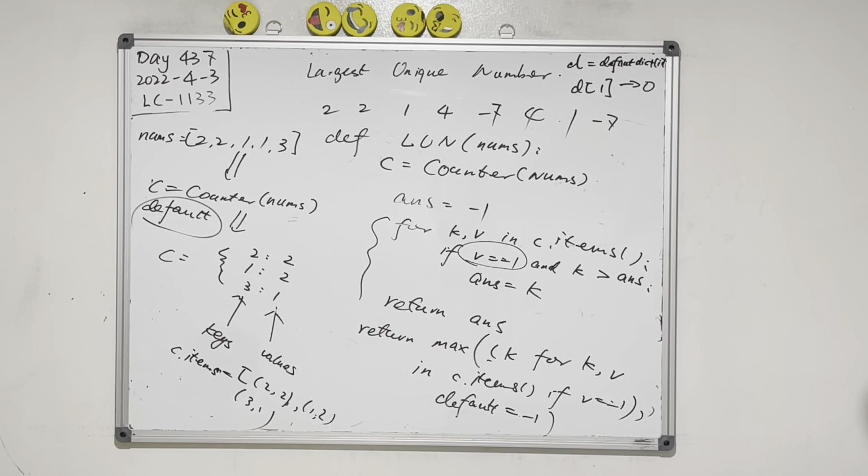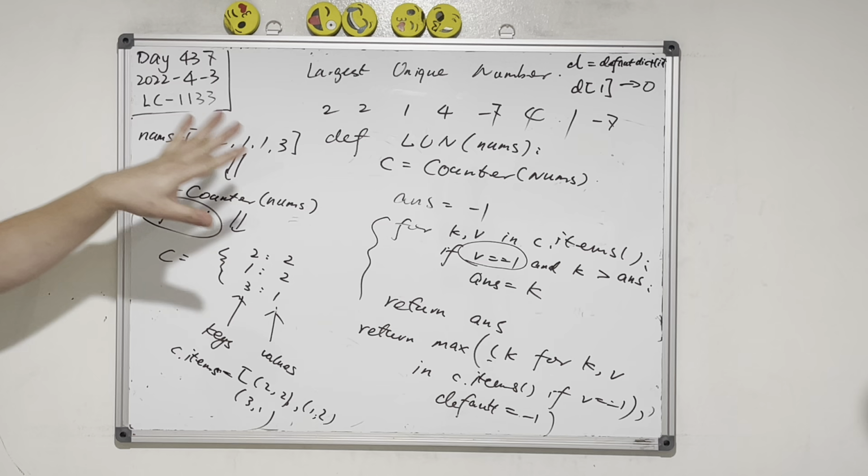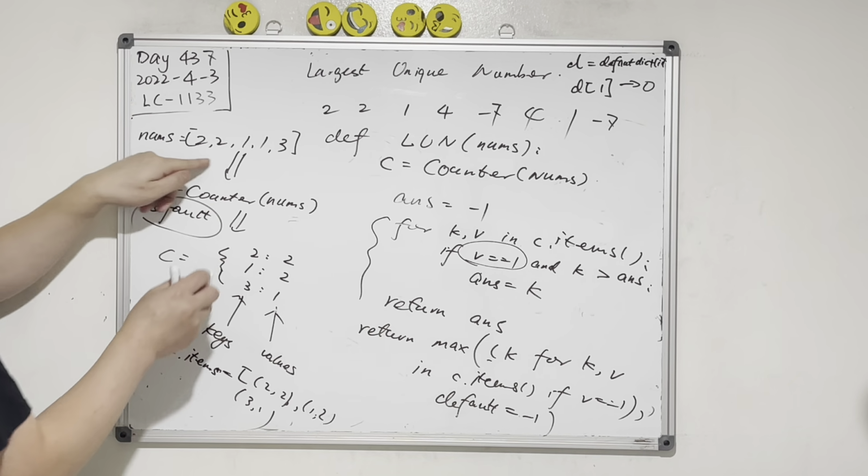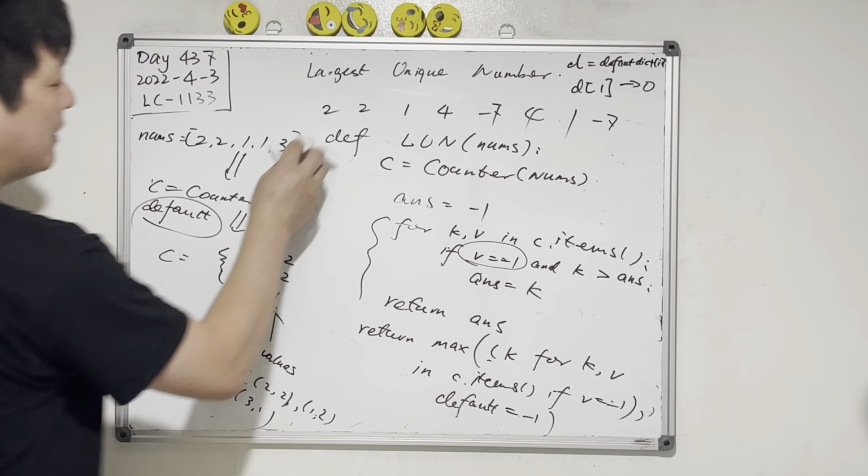Okay. The second way is, how about if we sort the numbers? If we sort the numbers, what happens? Look, if it is 2, 2, 1, 1, 3 and we sort the numbers, what do we have?